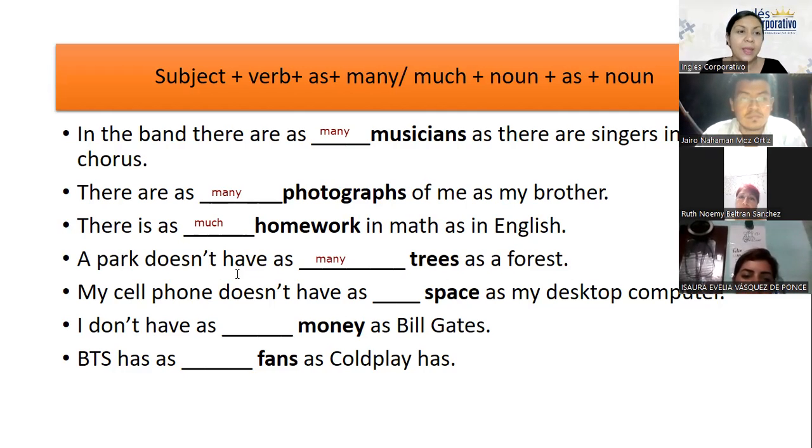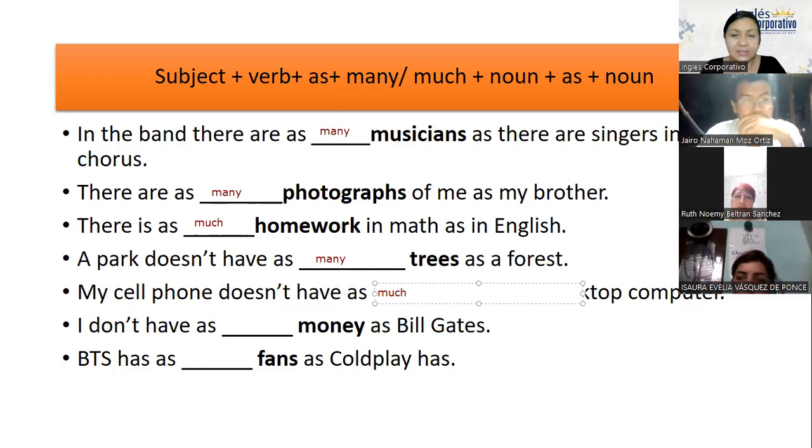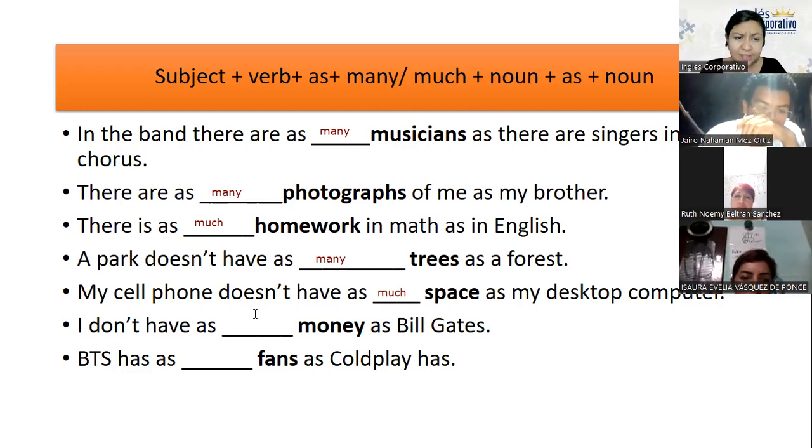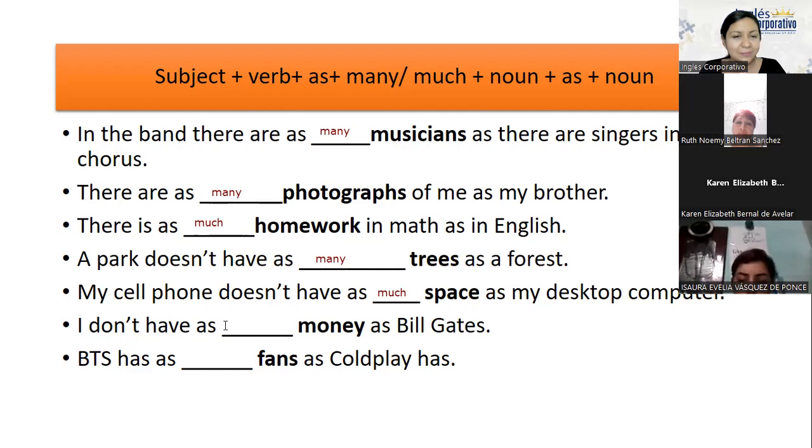a forest has more. My cell phone doesn't have as space as my desktop computer. Much space. Because space is uncountable. My cell phone doesn't have as much space as my desktop computer. Obviously, a computer has more space than a cell phone. Especially if it's a desktop computer. Okay, and look at the other example. I don't have as many money.